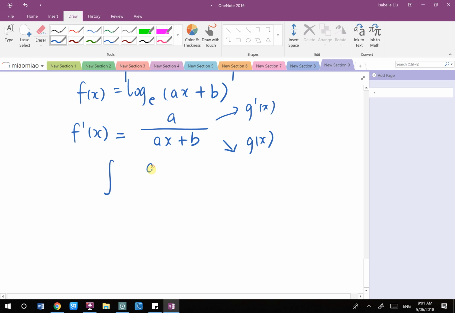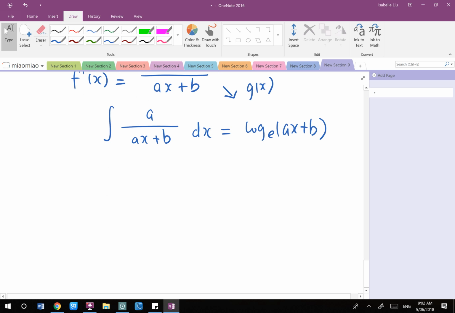We anti-diff this. We'll give you log ax plus b. I'll talk about the notation later. So let's just think about that. That's true, okay? With this log, give you this, and anti-diff this will give you back to log.